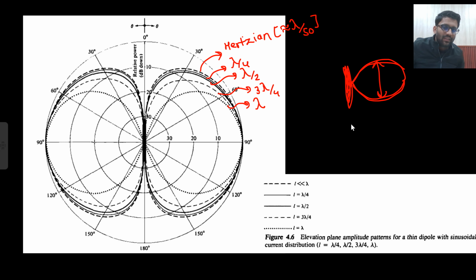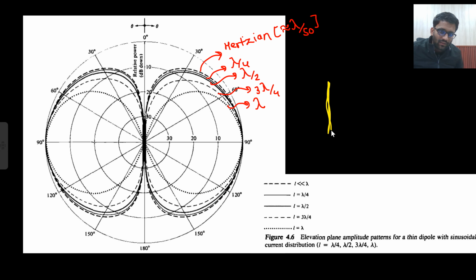What I mean to say is, let's just take the example of 2 lobes. So this is your antenna. For lambda by 2 length, this was the lobe you were getting. For lambda by 2 length.